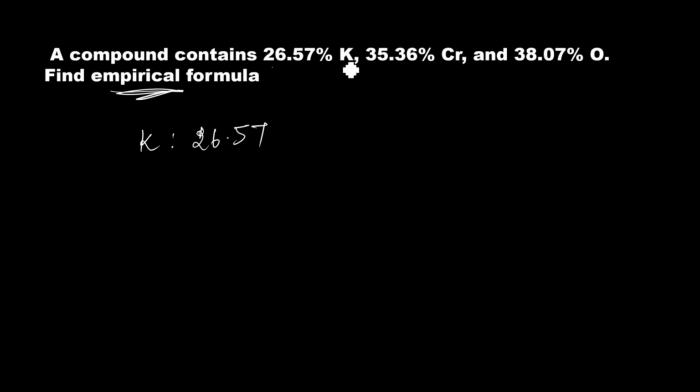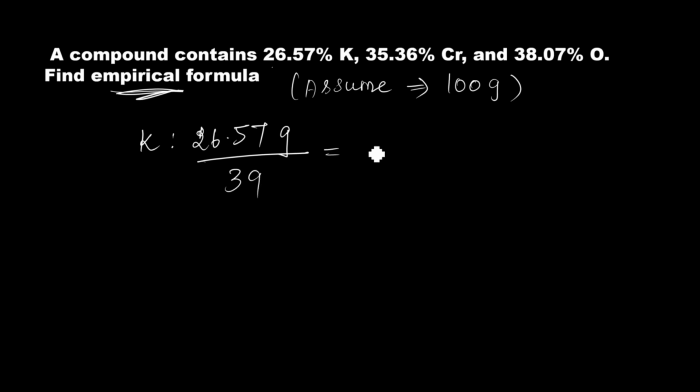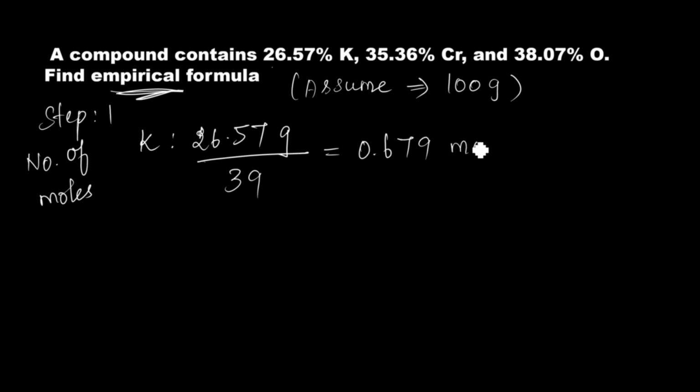26.57 percentage is there. I already told you percentage is for 100, right? So I'm going to assume that the whole compound is 100 grams. From that, 26.57 gram is our potassium, divided by the atomic mass of potassium, that is 39. So which is giving you how many moles, right? Step 1 is to find the number of moles. So the number of moles over here is 0.679 mole.